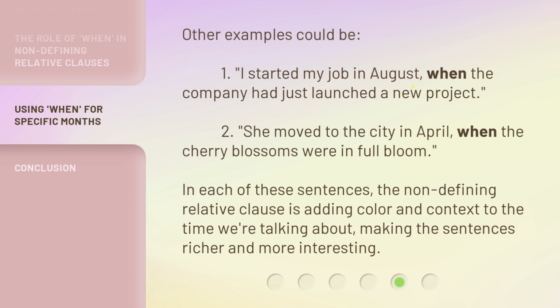Other examples could be: 1. I started my job in August, when the company had just launched a new project. 2. She moved to the city in April, when the cherry blossoms were in full bloom. In each of these sentences, the non-defining relative clause is adding color and context to the time we're talking about, making the sentences richer and more interesting.